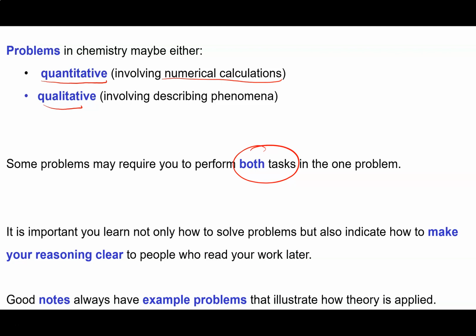So it's important that you learn not only how to solve problems, but, I mentioned this previously, how to make your reasoning clear to other people that read your work later on. And there's a lot of report writing that happens in technical fields. And, often, especially if we're dealing with people's health, we have to be very clear how we document things.